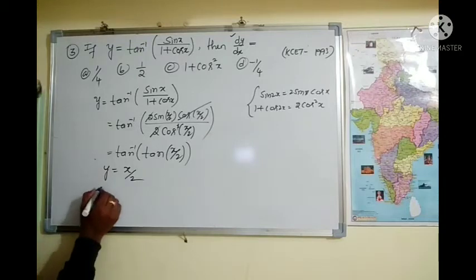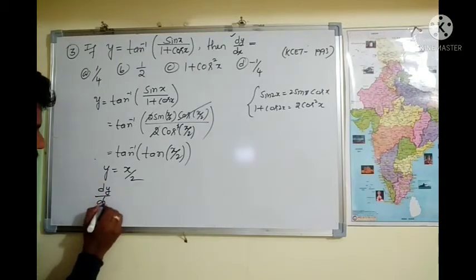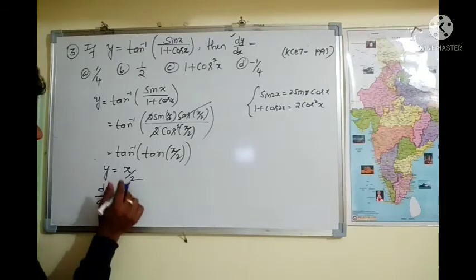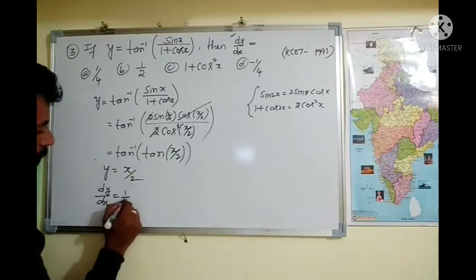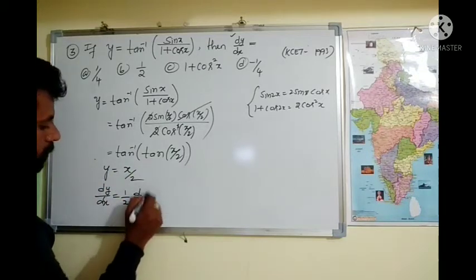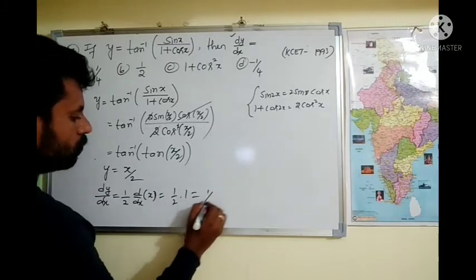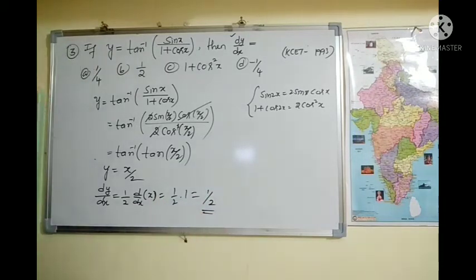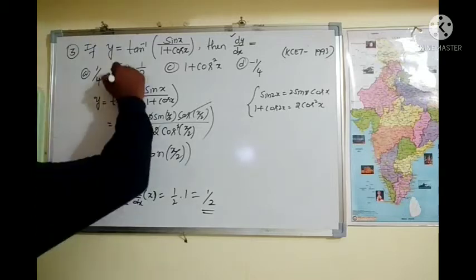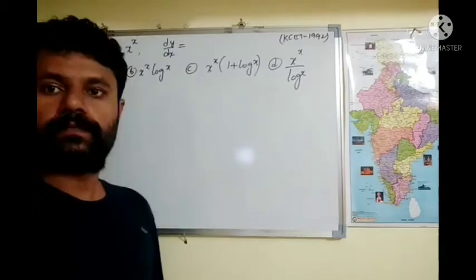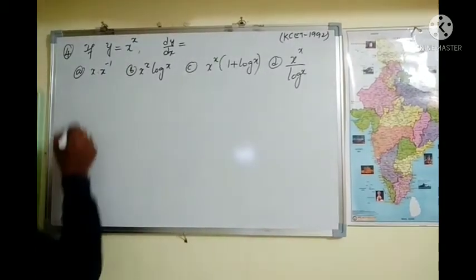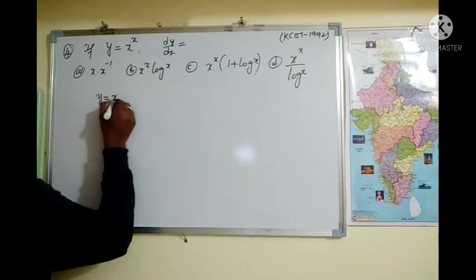Now differentiate with respect to x. d by dx of y is equal to d by dx of x by 2. 1 by 2 is a constant term. d by dx of x is 1. 1 into 1 by 2 is equal to 1 by 2. 1 by 2 is the required solution. Option B is correct.